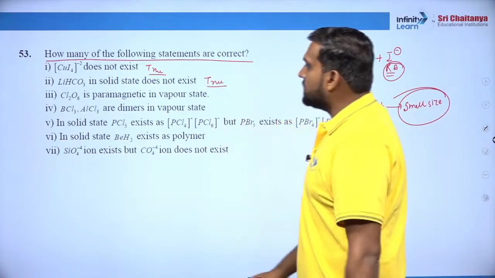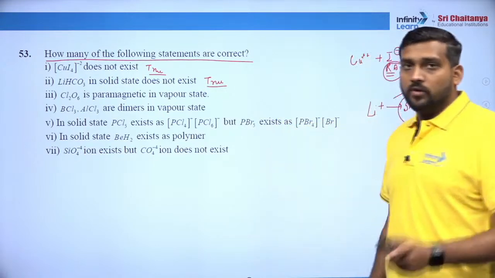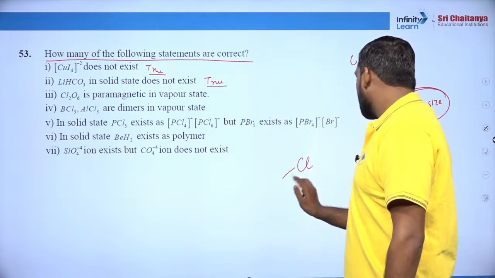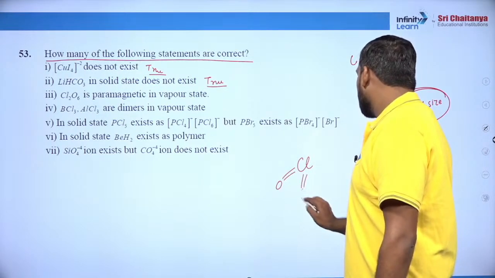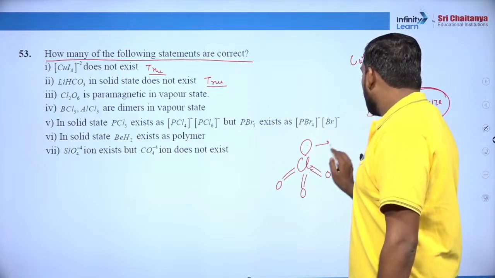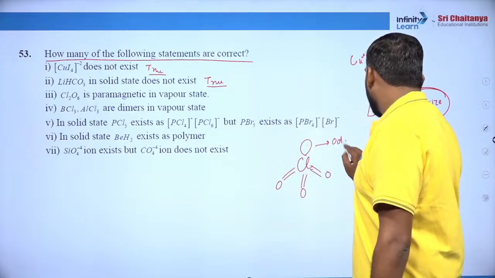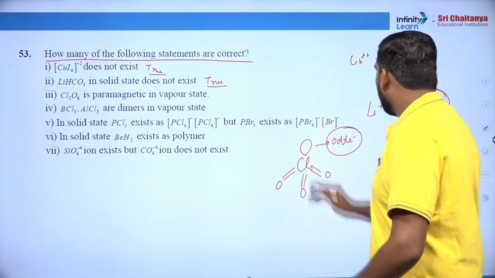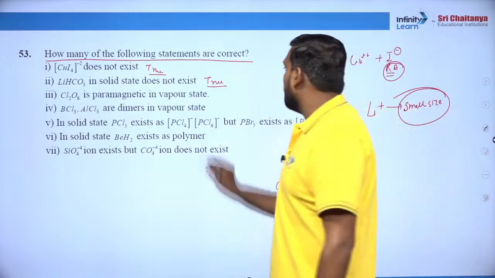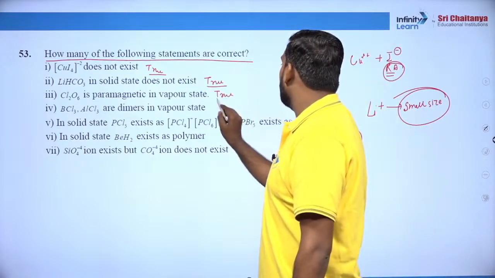Okay. Next is ClO2 is paramagnetic in vapor state. Yes, it's true. In vapor state, its structure is something like this, and they are not dimerized. Okay, and due to the presence of this odd electron, and they are also not dimerized, they have the presence of an odd electron, and that's why they are paramagnetic in nature. This statement is also true.